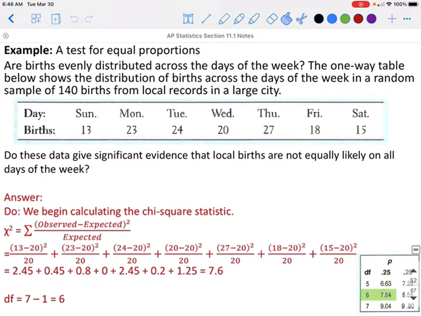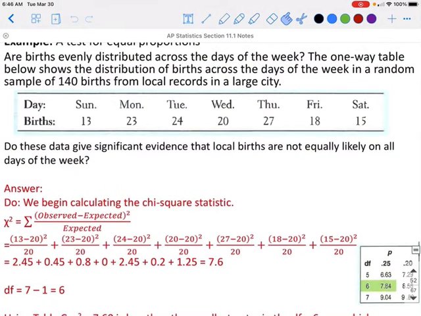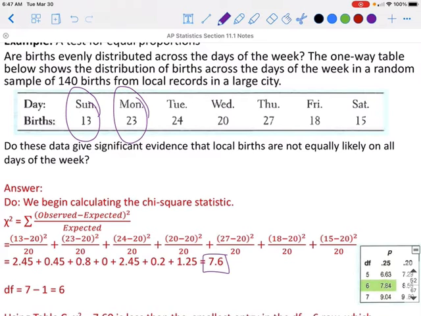Next is the do. This is where you're going to do your actual calculations. Remember, you have to do your observed minus expected, squared, all over the expected. For Sunday, our observed value is 13, so we do 13 minus our expected value of 20, squared, divided by 20. Plus, then we go to Monday, which is 23, so 23 minus 20 squared divided by 20. Plus, then you do Tuesday, Wednesday, all the way to Saturday. We add all those values together, and that gives you a chi-square value of 7.6.